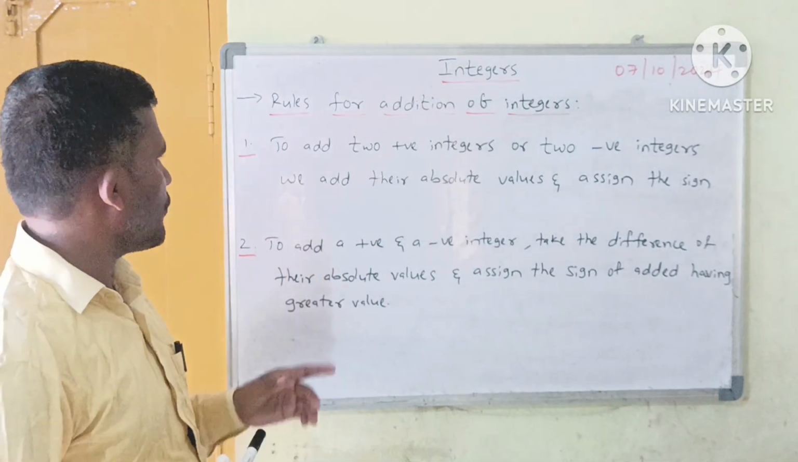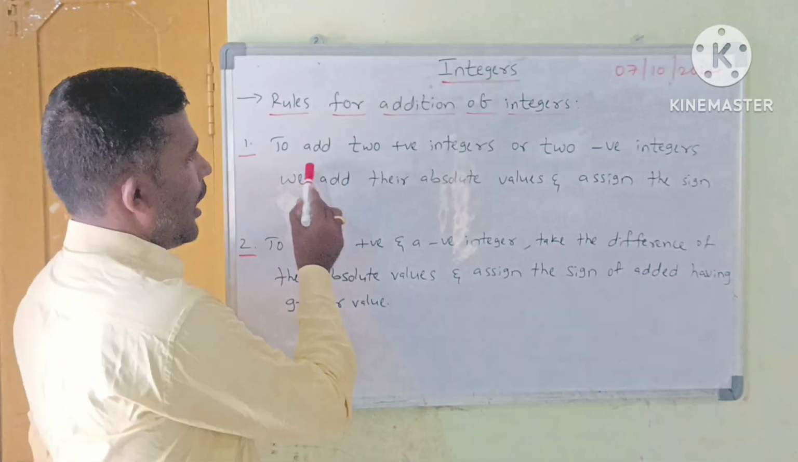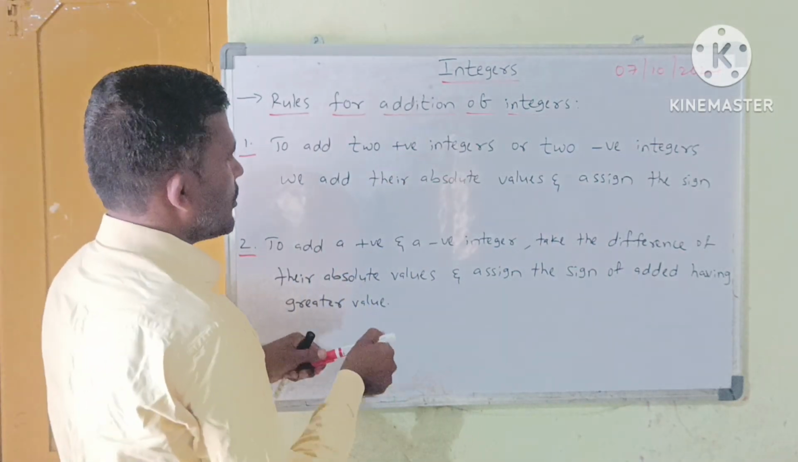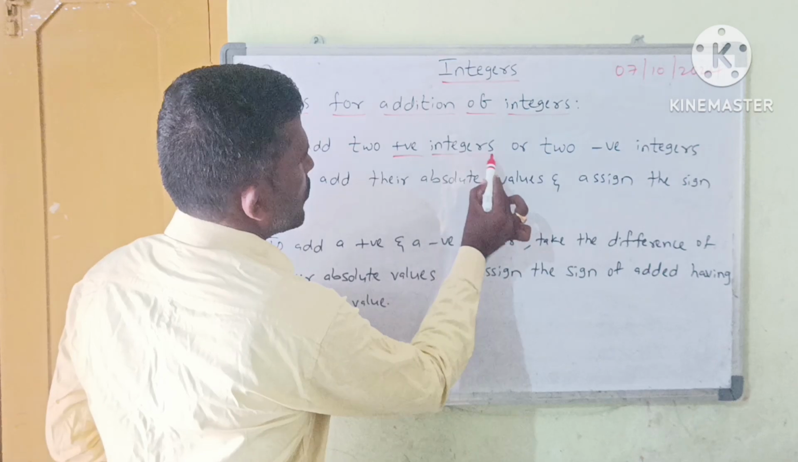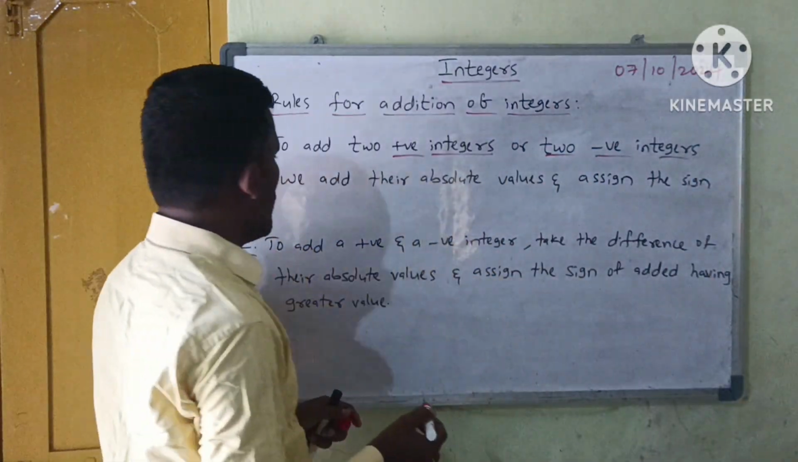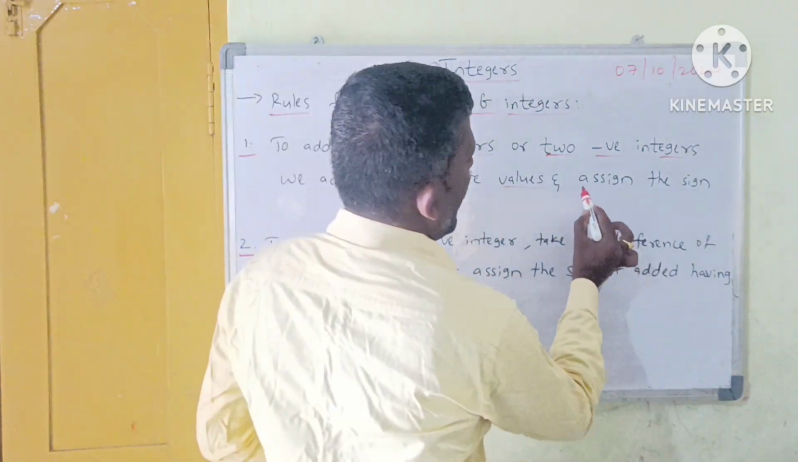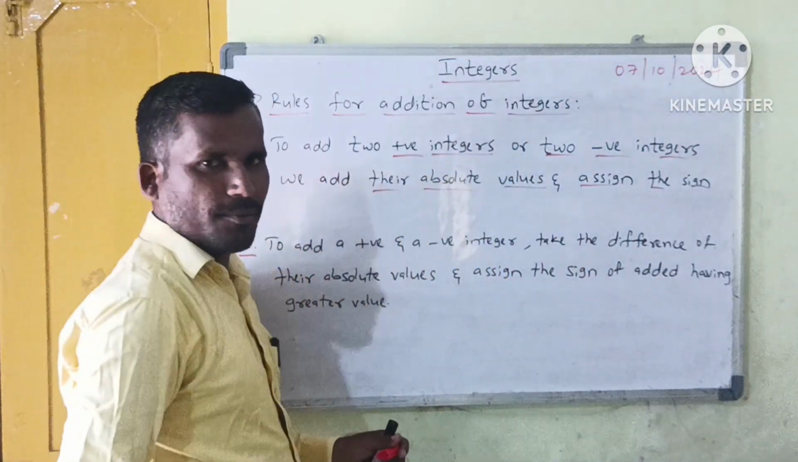So now I am taking the first rule. To add two positive integers or two negative integers, we add their absolute values and assign the common sign.